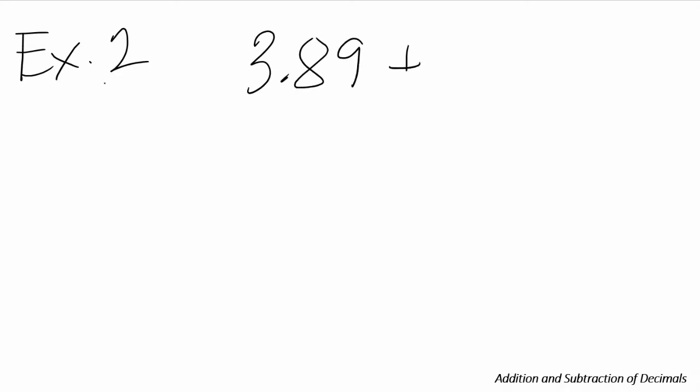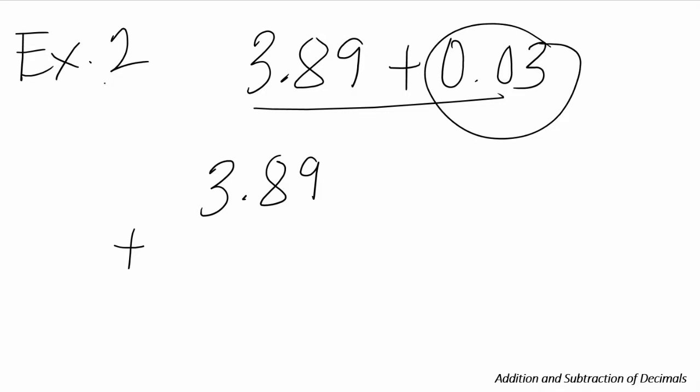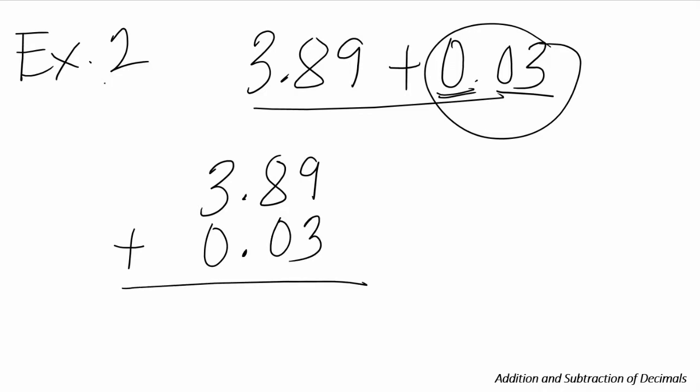So let us have example number 2. We have 3.89 plus 0.03. So again, i-write natin siya into vertical position. So we have 3.89 plus this number. So ang gagawin lang natin, i-align natin yung decimal point. And then we write the numbers at the left of the decimal point, 0. Ito yun. And then at the right of the decimal point is 0.03. So, naka-align na. So, we can do the addition.